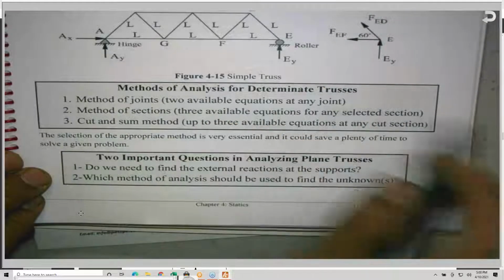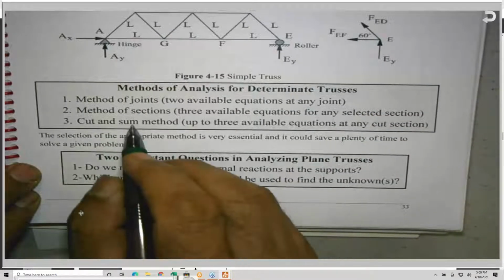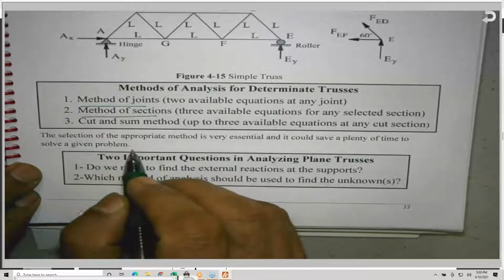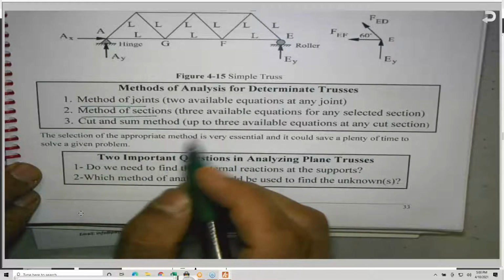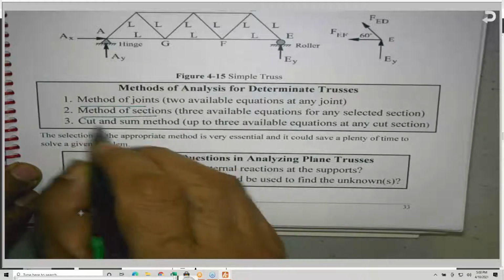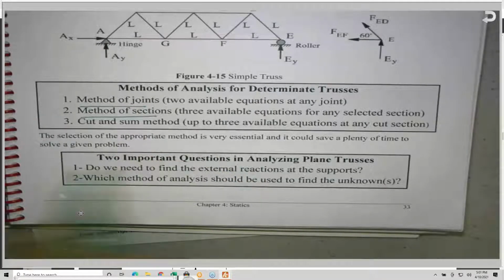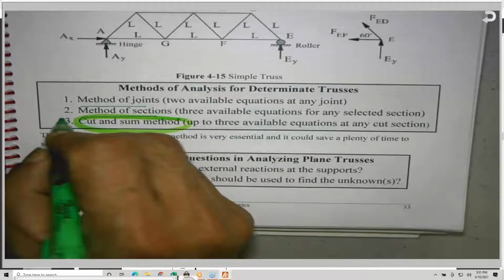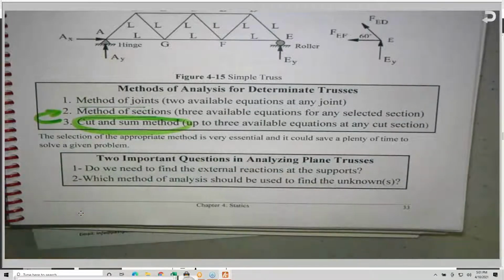Methods of analysis for determinate trusses. They give you only two methods, the method of joints and the method of sections. And I added another method. Normally we cover it in the structure analysis classes, which is basically the cut and sum method. This one came from the method of sections, but I prefer to keep it also as a third method that is available to you.